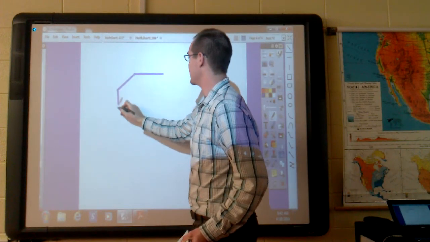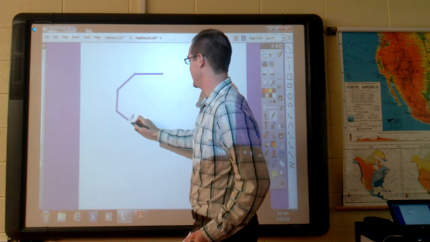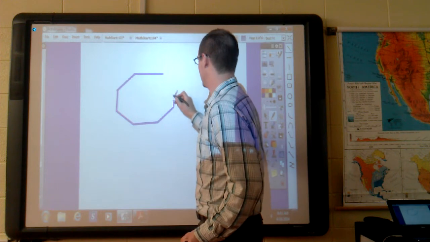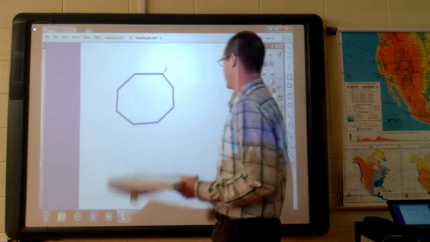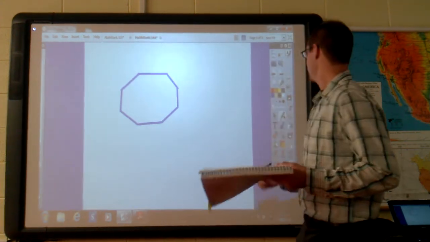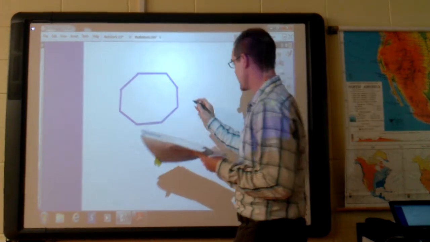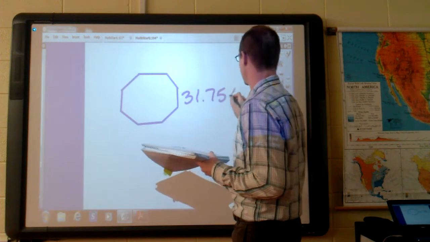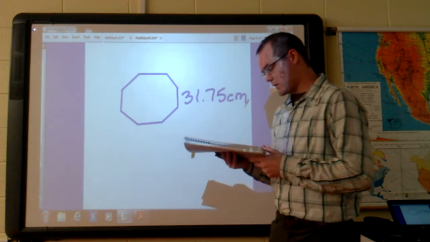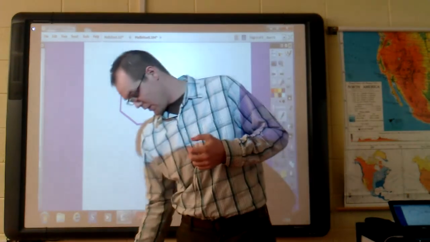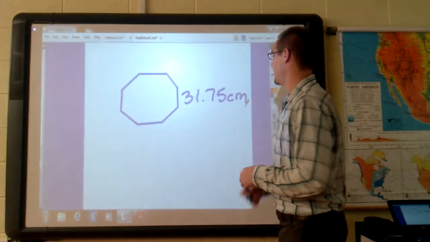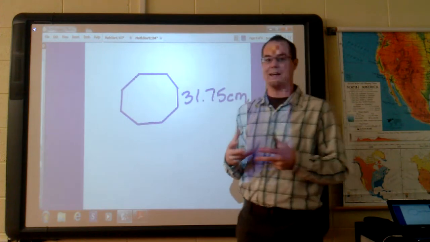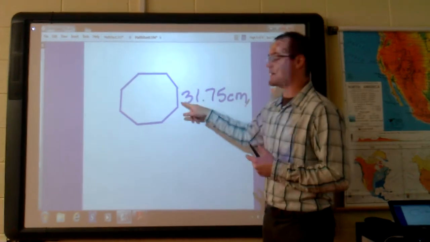A stop sign is an octagon. It has 8 sides. 2, 3, 4, 5, 6, 7, and 8. Alright, and it says that each side is 31 and 75 hundredths centimeters. What is a reasonable estimate for the perimeter of this sign? Because there are 8 sides, and this is a regular polygon, every side is the exact same length.